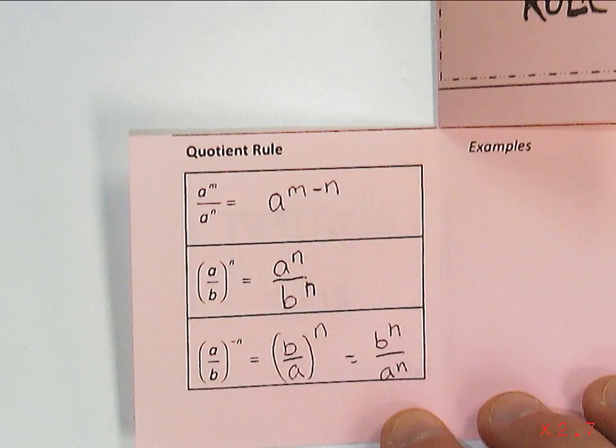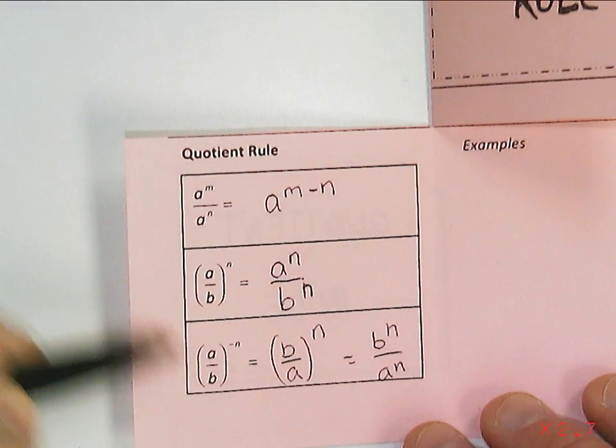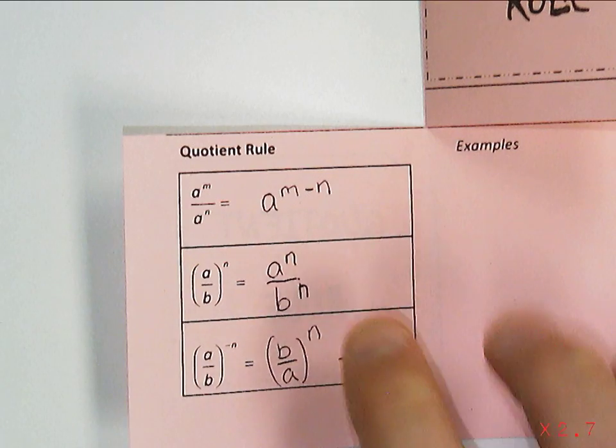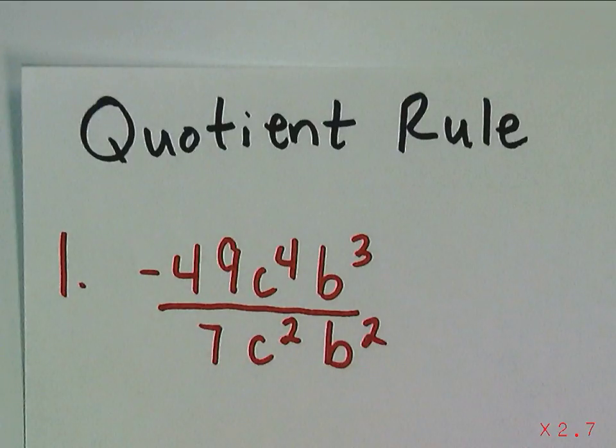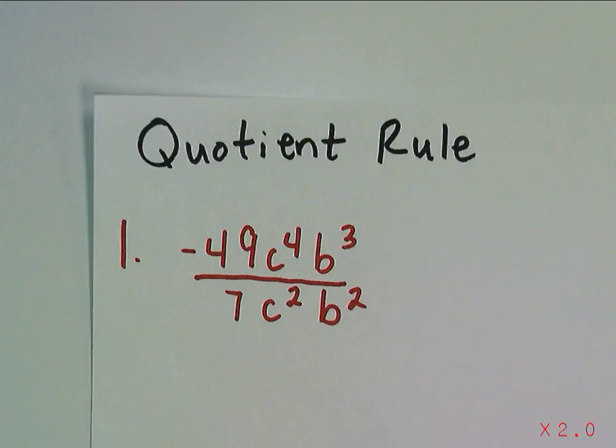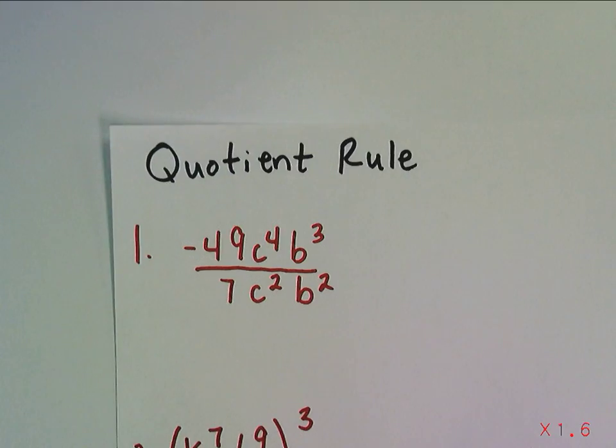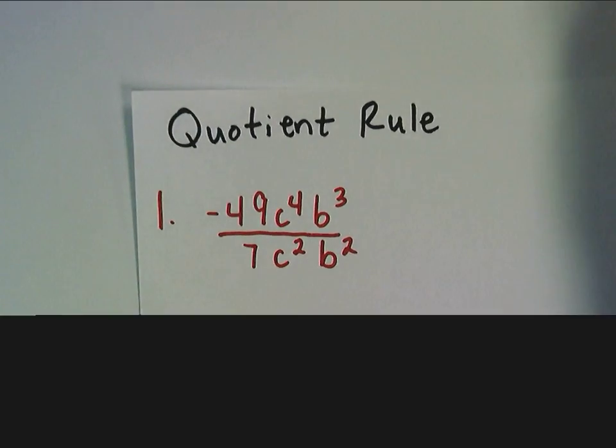Those are my general rules that I might see when doing the quotient rule. So keep those in mind and be looking for those. So let's do a couple examples then. Alright, zoom out here a little bit.